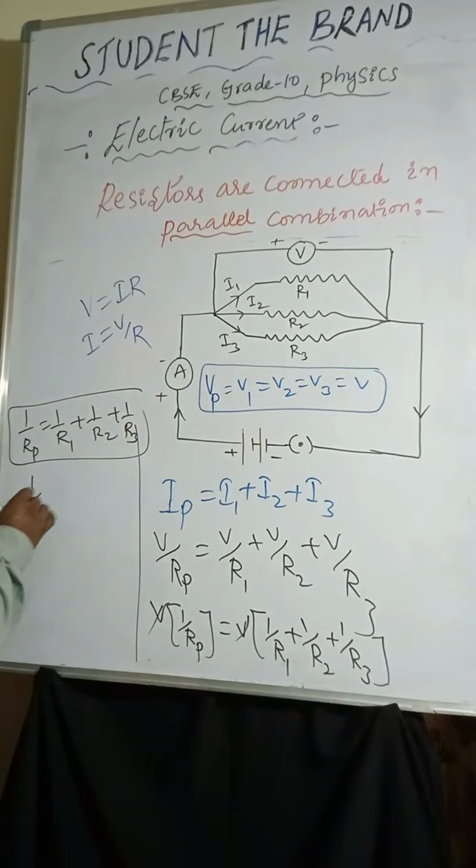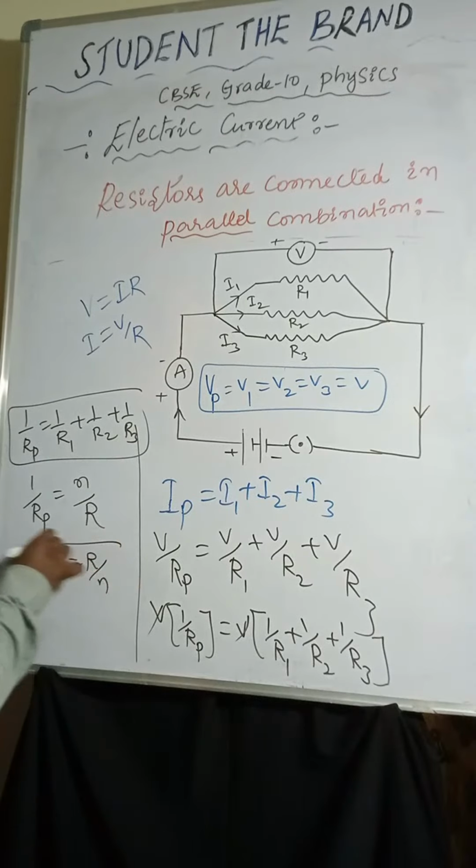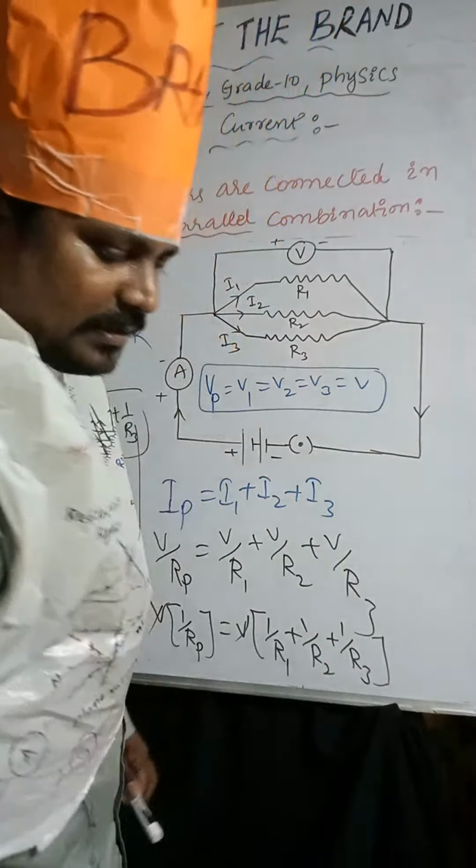If N identical resistors are connected in parallel combination, then RP equal to R by N. I hope it is very clear, right?